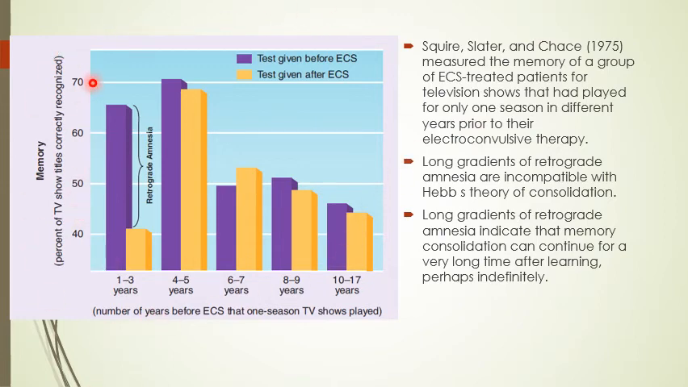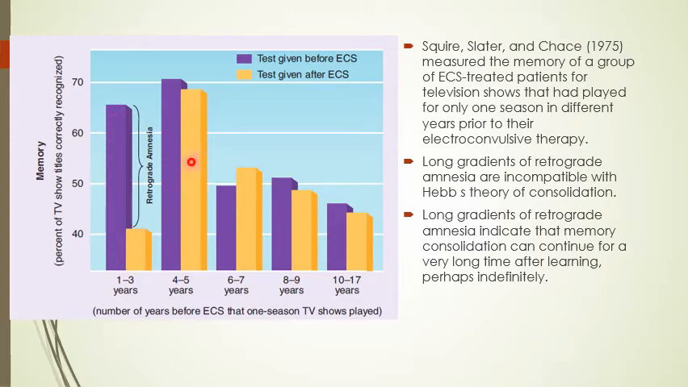So the y-axis here again refers to memory, and it is operationally defined as the percent of TV show titles correctly recognized. And kining x-axis is the number of years before ECS that one season TV show was played. Okay, so for example, kining 1 to 3 years, meaning this TV show was shown 3 years ago, or this TV show was shown 4 to 5 years ago, 6, 7 years ago, and so on. Okay, and if you notice, there are two colors now of the graphs. So one in violet, another is in yellow or gold.